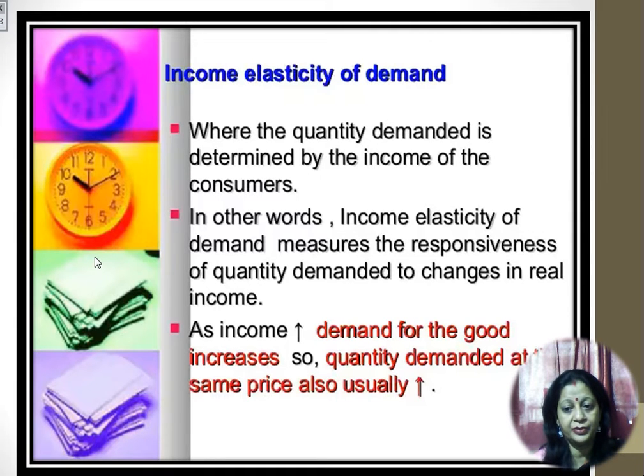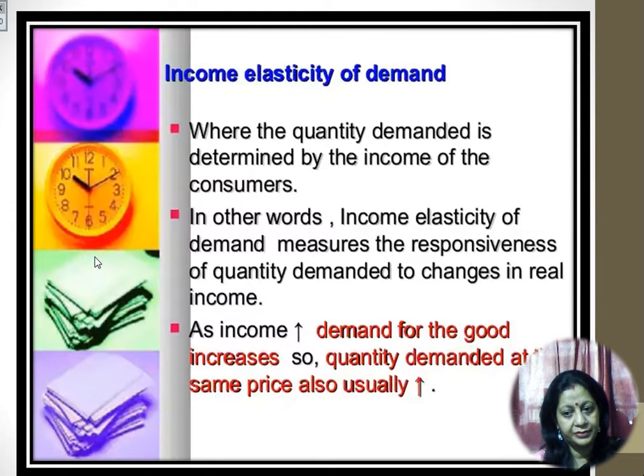अगर consumer की income ज़्यादा होगी, so the consumer is going to buy more of the commodity or a more expensive commodity. That means the quantity of the goods can be determined by the income of the consumer. In other words, income elasticity of demand measures the responsiveness of quantity demanded to changes in real income.